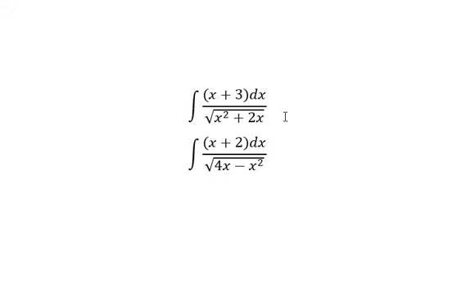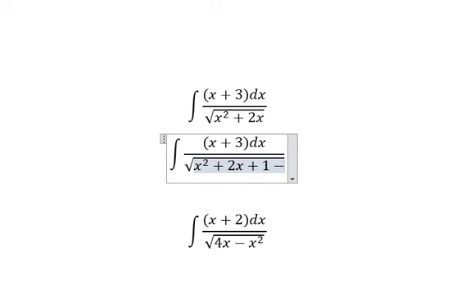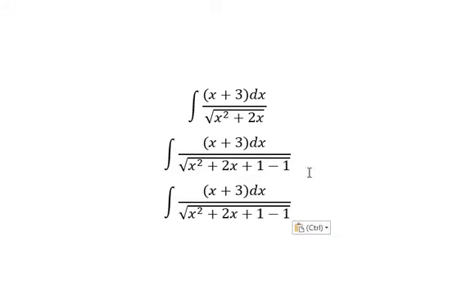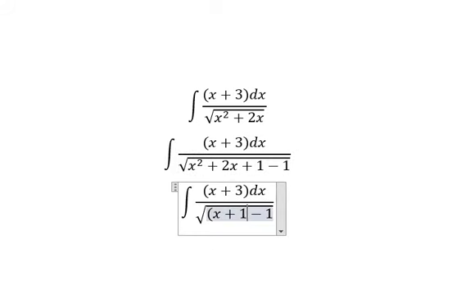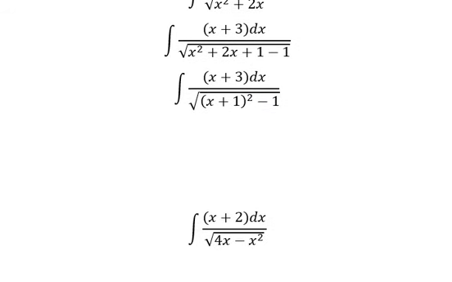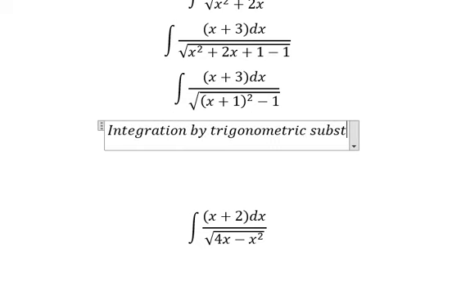Question number 2. We need to add number 1 in here. Later that we minus number 1. This one is about identity. So we need to use integration by trigonometric substitution.